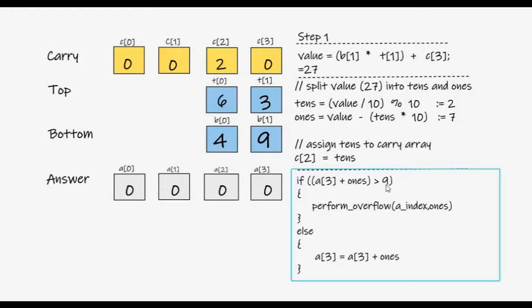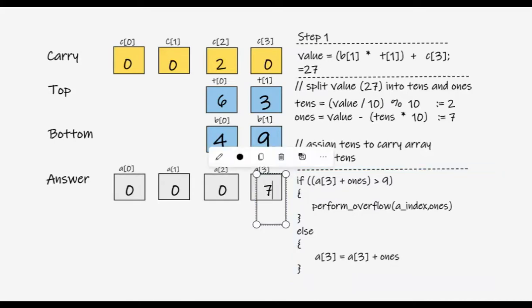Okay, go to a sub 3. What is ones? Ones is 7. 7 plus 0, 7. So is 7 greater than 9? Nope. So in a sub 3, make a sub 3 plus 1s. So this goes to 7. And that is the first step.